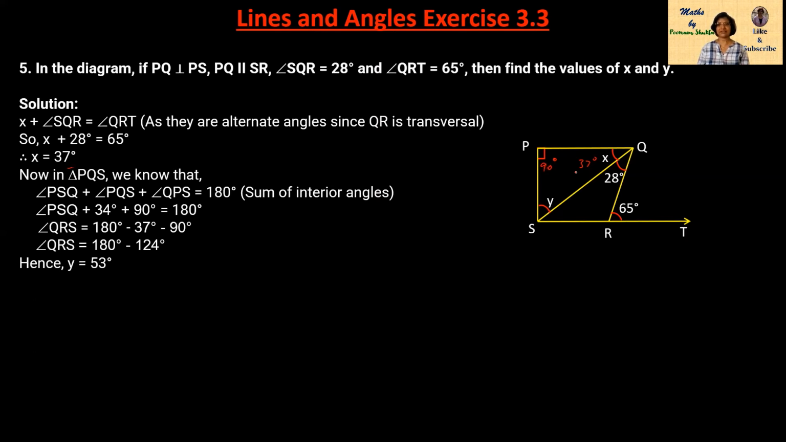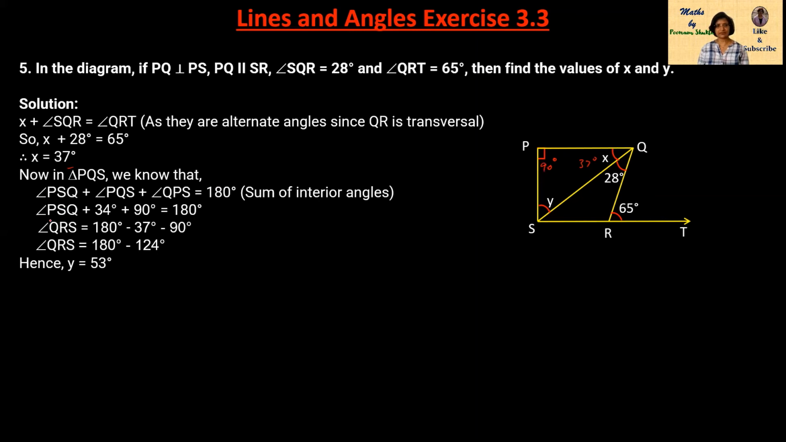So value of Y is 180 minus 90 minus 37, or you can say you have to add these values, right? 90 and 37, and you have to subtract it from 180. By using theorem 1, sum of interior angles is 180. So now we can say PSQ plus PQS plus QTS equals to 180 degree.